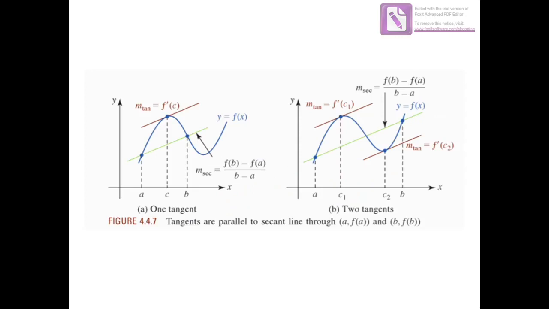So the tangent lines are parallel to the secant line through the points (a, f(a)) and (b, f(b)). Sometimes we have just one point c in the interval a to b where the tangent line and the secant line are parallel, and sometimes we have more than one c. For this example we have two c's, this one at this point f'(c1) and here we have f'(c2). Both of these tangent lines are parallel to the secant line through the points a to b.